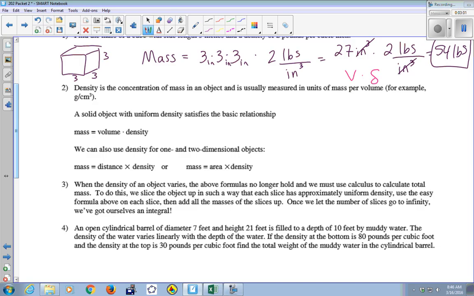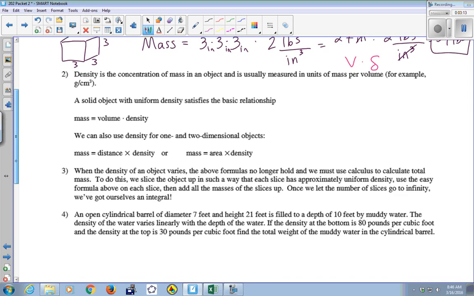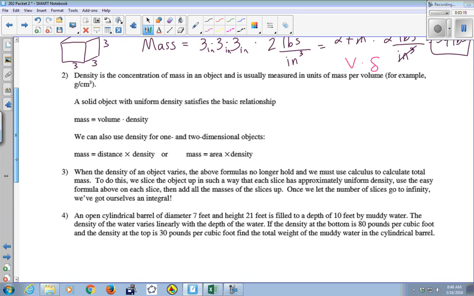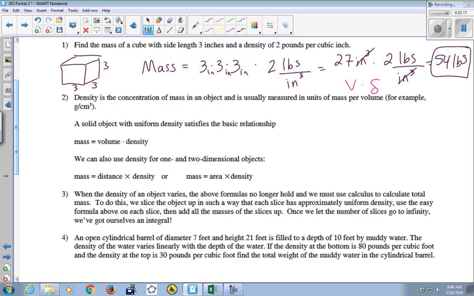You could also use density for 1 or 2-dimensional objects, right? So in 1 dimension, mass is distance times density. In 2 dimensions, it's area times density. All right, so that's just some basic physics relationships.